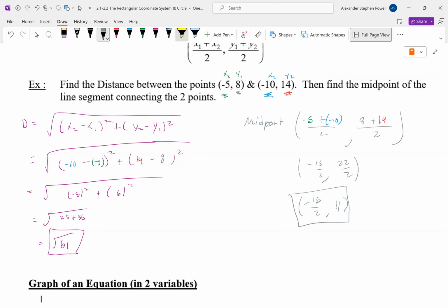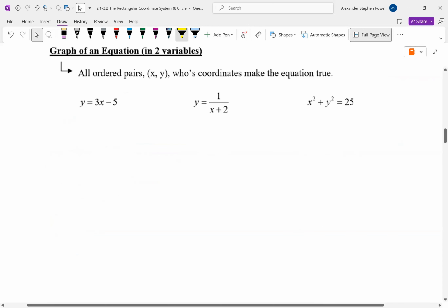Any questions about applying either of these formulas? All right, this first equation, y equals 3x minus 5. Do you guys know how to graph that? Yes? How many solutions does it have? Infinite? Can you tell me one of them? If there's infinite, give me at least one. What's one solution? I heard 0.